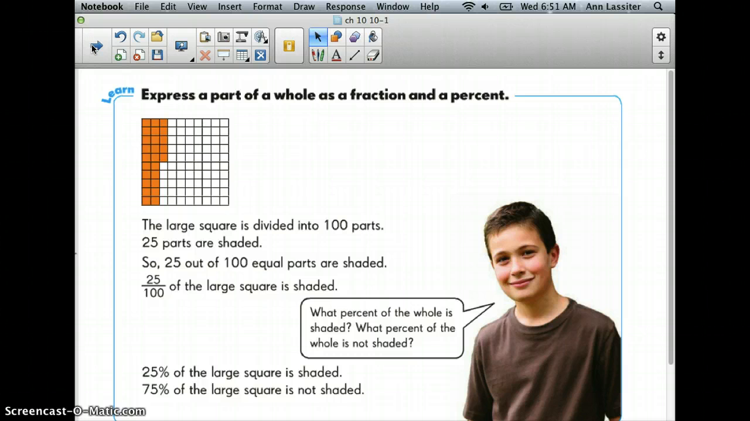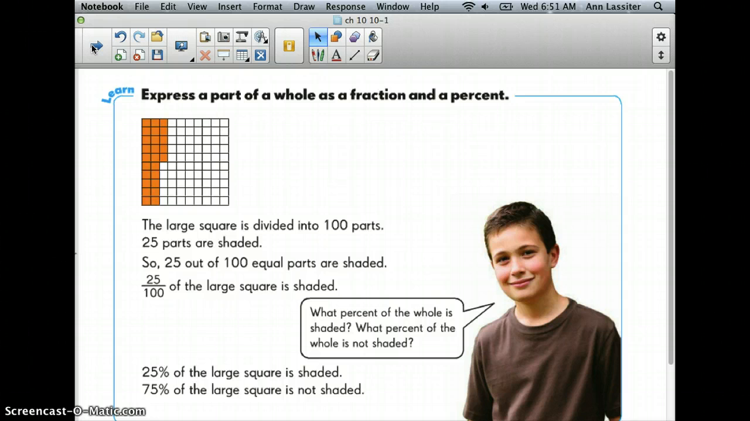Now, again, if you look at this picture, you can count that there are 100 equal parts in this big square, and 25 of them are shaded. So the fraction that are shaded is 25 out of 100. This is the nicest fraction to have to write it as a percent because the over 100 can be replaced with the percent symbol: 25%.